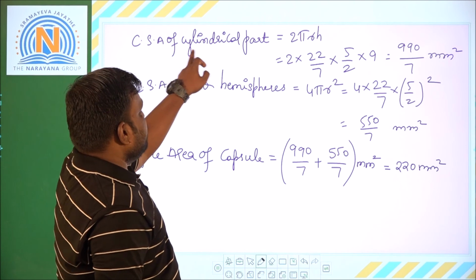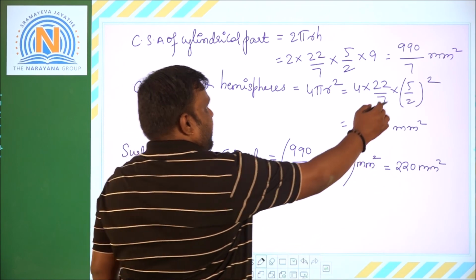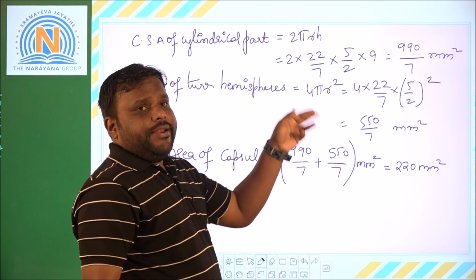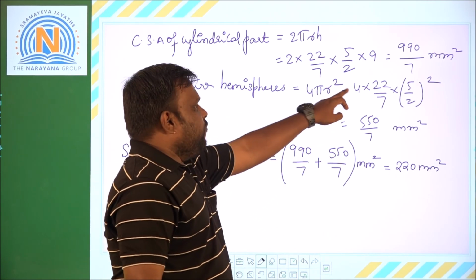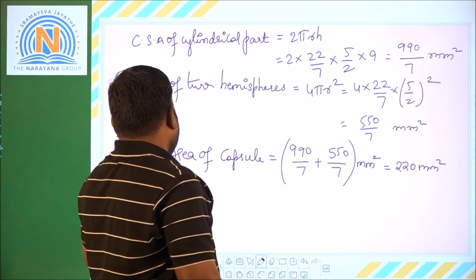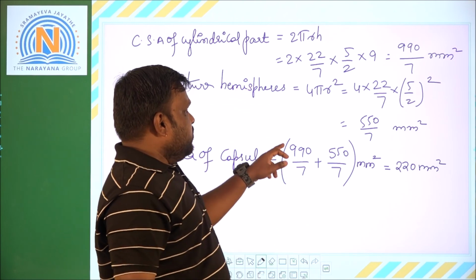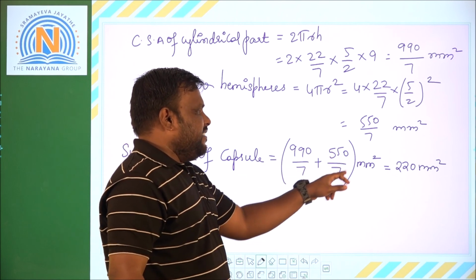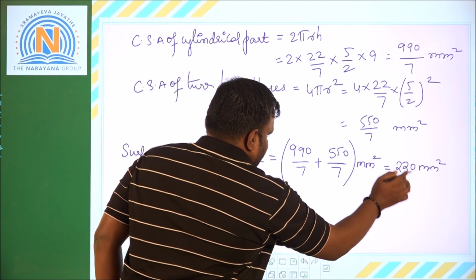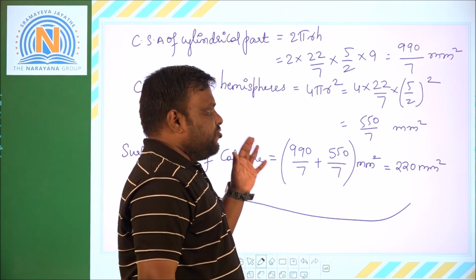Here CSA of the cylindrical part is 2 pi r h, that is 2 into 22 by 7 into 5 by 2 into 9. That will give me 990 by 7 mm square. CSA of two hemispheres: 2 into 2 pi r square, that will be 4 pi r square. So 4 into 22 by 7 into 5 by 2 whole square, which is nothing but 550 by 7 mm square. So total surface area of the capsule will be CSA of cylinder plus CSA of two hemispheres. That is 990 by 7 plus 550 by 7 mm square. That will give you 220 mm square. That is the complete area of the capsule. So this is what the questions are about. Thank you.